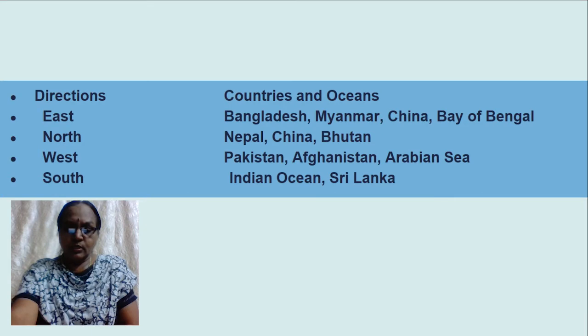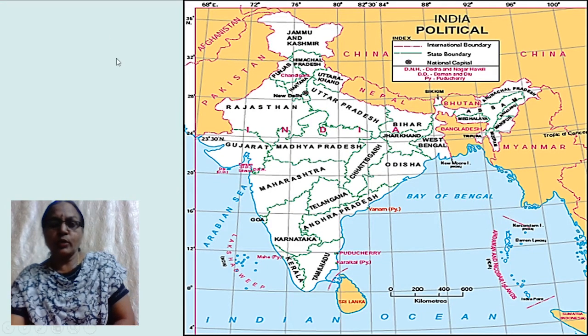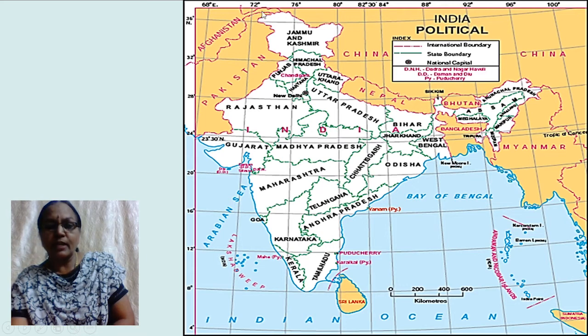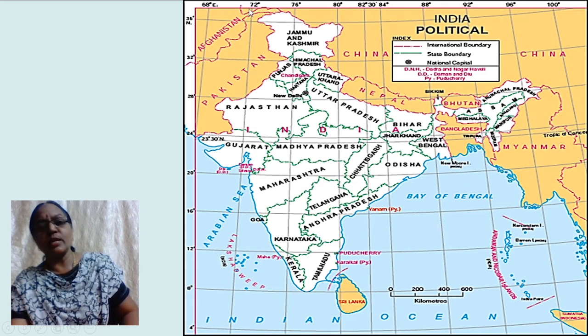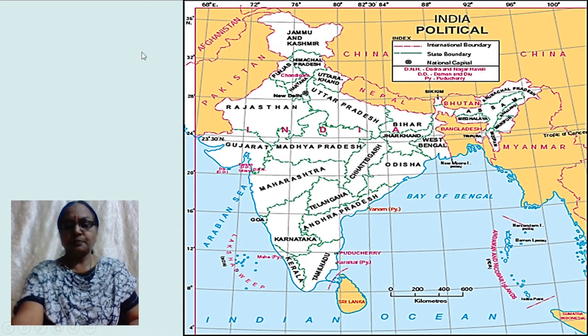Now, I'll just tell you, look at this. As I said, on the western side, we have Pakistan and Afghanistan. Remember, this is the only country which occupies a very small extent, that has a very small border with India. Look at that. Which is the country which shares a very small border with India? That is Afghanistan. Remember that, children.